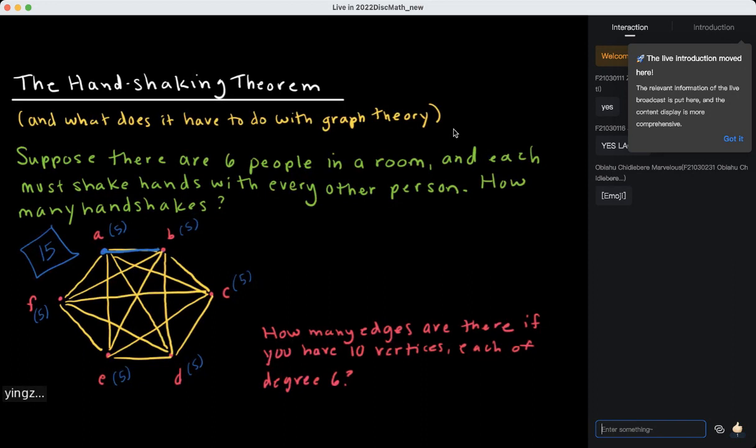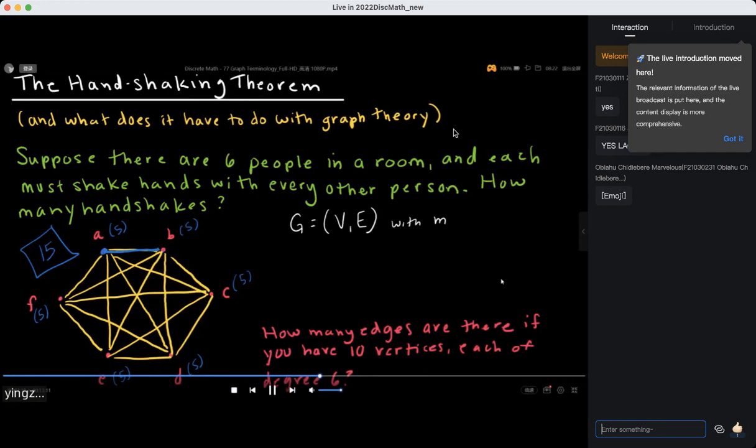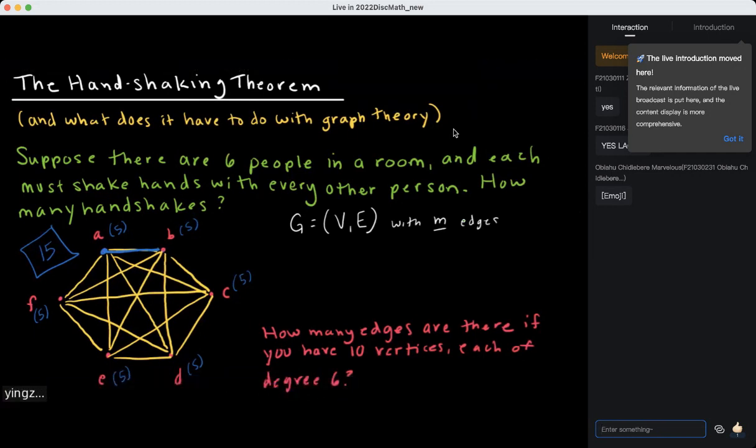So what the handshaking theorem says is that for some graph, and remember the terminology there is G = (V, E), where V represents the vertices and E represents the edges, and let's just say that this has m edges. Then the handshaking theorem says if we take 2 times the number of edges, that is going to equal the sum of the degrees of all of the vertices.